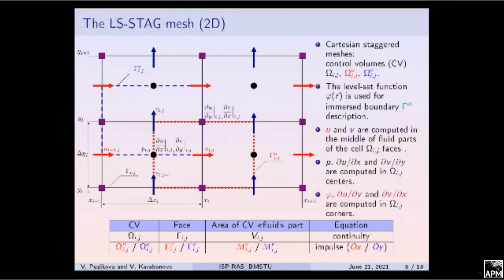In the LS-STAG method, staggered Cartesian meshes are introduced in the rectangular computational domain. Unknown components of the velocity vector are computed in the middle of fluid parts of the cell faces. Pressure and normal stresses are sampled in the center of cells, and shear stresses and level set function are sampled in the corners of cells.